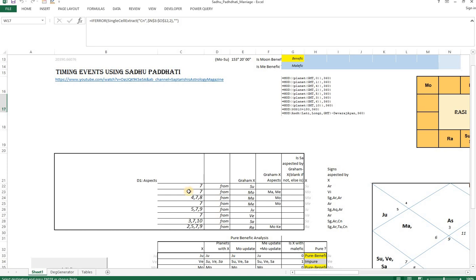Aspects: all planets have the 7th house aspect. So if you see, 7 would be coming here for all planets. Ketu does not have any aspect in this Paddhati, so we don't write Ketu at all as a Graha. Now in addition, as regular, 4 and 8 are additional aspects for Mars, and 5 and 9 for Jupiter, 3 and 10 for Saturn, and for Rahu 2 is also considered to be an aspecting house. So 2, 5, 7, 9 from Rahu are aspected by Rahu.